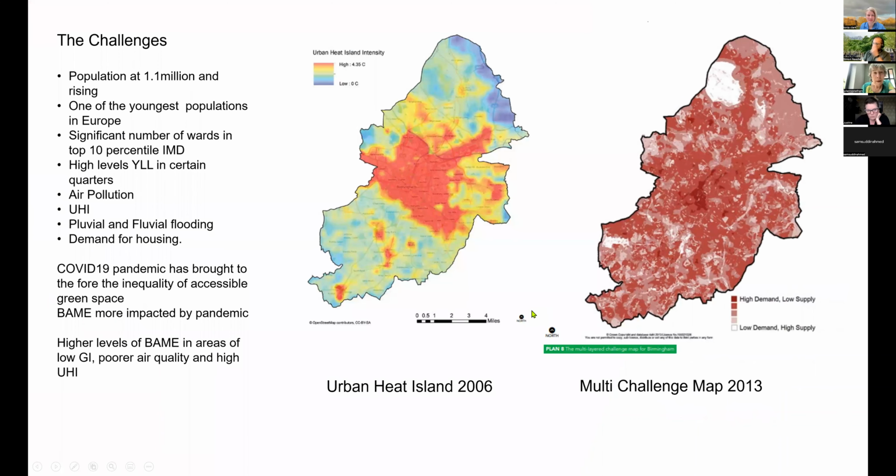There we go. So that planting platform really is trying to build on the basis that we know what the challenges are in Birmingham. We've got a population of 1.1 million and rising, one of the youngest populations in Europe. A significant number of our wards are in the top 10 percentile of indices of multiple deprivation. High levels of years of life lost in certain areas. We've got air pollution, urban heat island, pluvial and fluvial flooding, and demand for housing. So that's all putting pressure on the urban environment and putting pressure on people, with mental health and well-being issues.